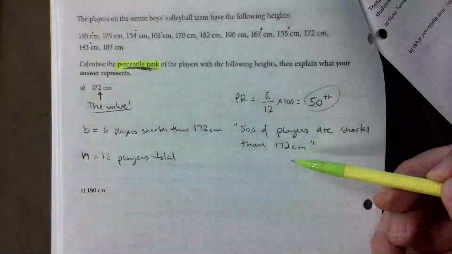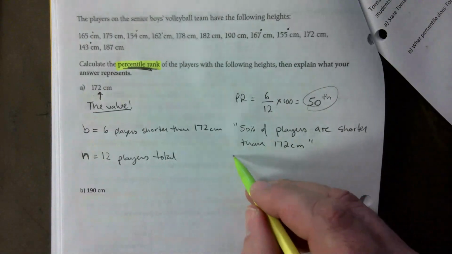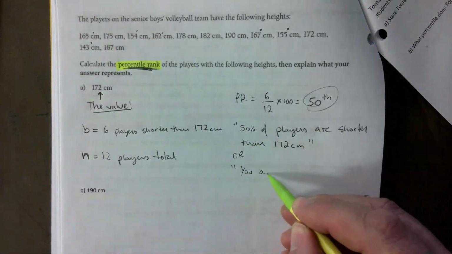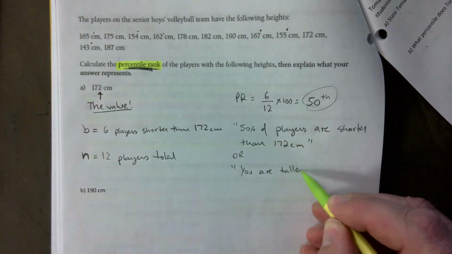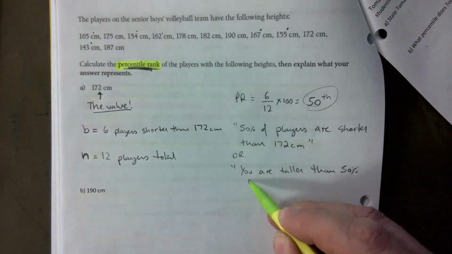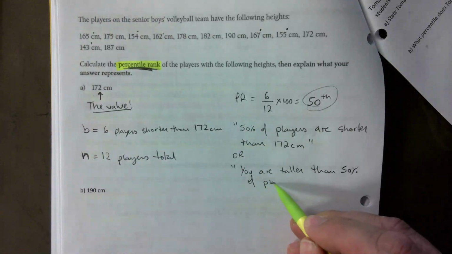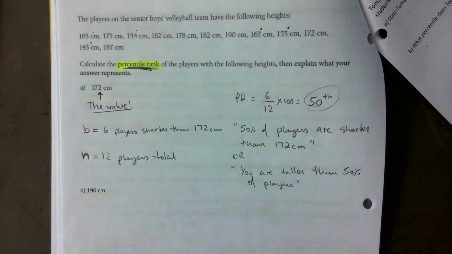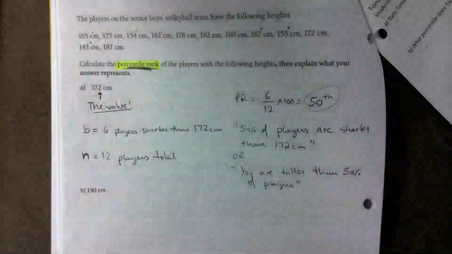I don't have that in my notes, but you are taller than 50% of players. You can also say you're taller than 50% of players. That would also be very appropriate.